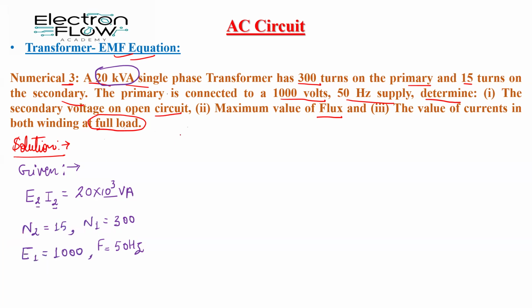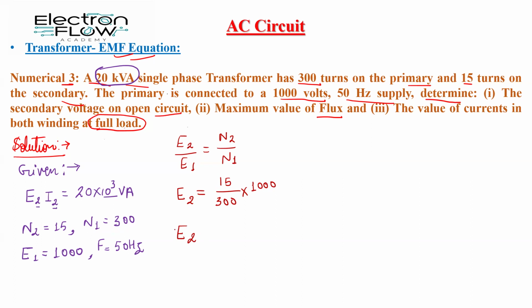We know that E2 divided by E1 is equal to N2 divided by N1. Okay, we know this ratio. So from this formula, we can calculate the value of E2. Basically E2 is equal to N2, that means 15 divided by 300, into E1. The value of E1 here is 1000. So this is how I can calculate the value of the secondary induced voltage.